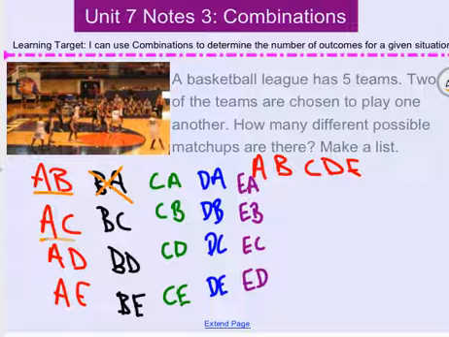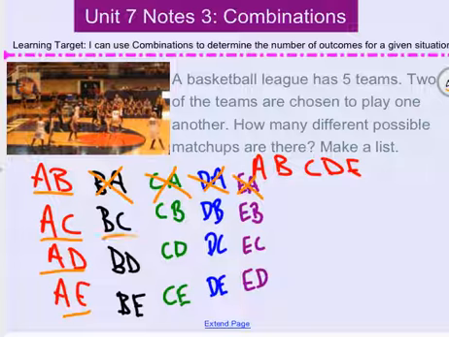We can look at this one too. AC. We can cross CA off then. That game already happened. We don't need it to happen twice. Same here. A to D, D to A. A to E, E to A. So all those get crossed off because we've already played that game.